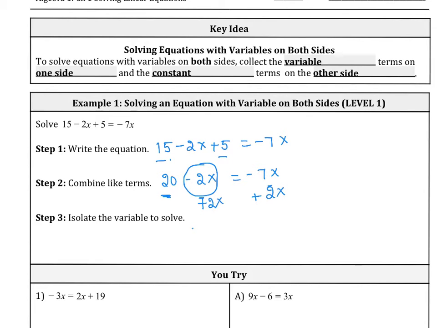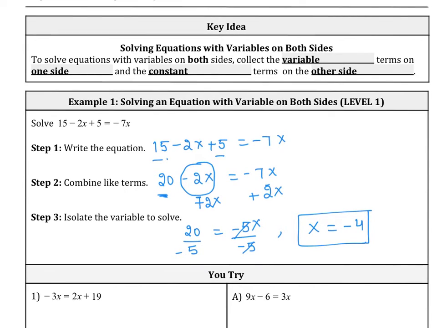One side you're left with 20 and the other side would be negative 7x plus 2x, which is negative 5x. You're going to isolate the variable. So you're going to divide by negative 5 on both sides. Then x will equal, this negative and negative cancel, 20 divided by negative 5 would be negative 4. And that would be your answer for number 1.